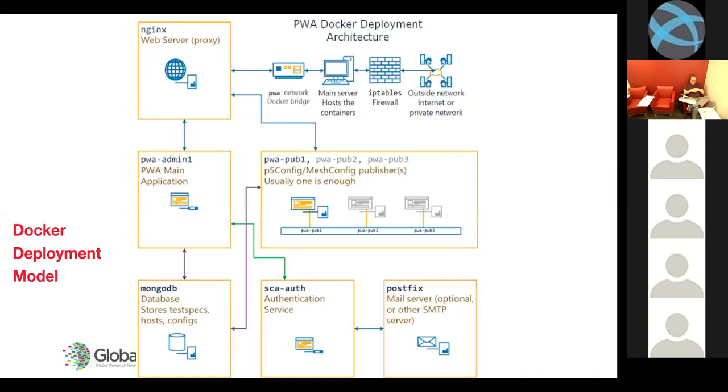And then there's the admin application, the main application, that has a static JavaScript front end and a Node.js backend, and then the publisher or publishers. Those just run as daemons and also proxy through Nginx. And then MongoDB is a data store for most of this stuff.